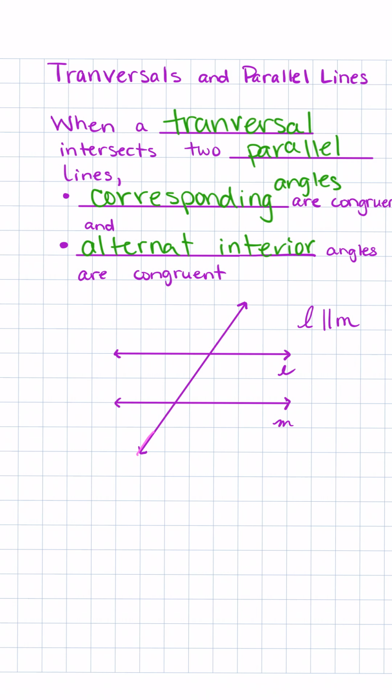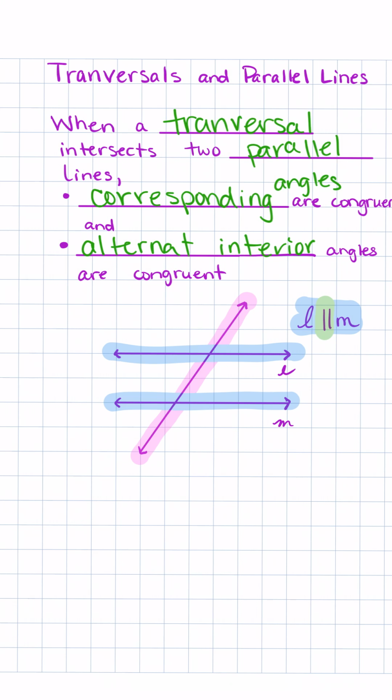So this is our transversal. These two, L and M, are parallel, and this is how it's written. Line L is parallel to M. These two lines like this mean parallel.